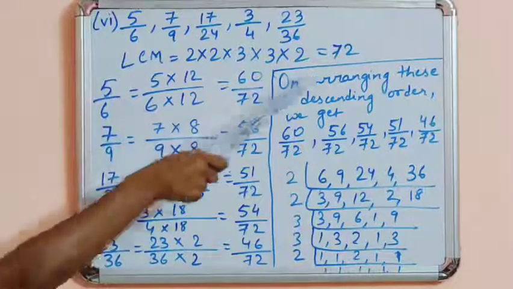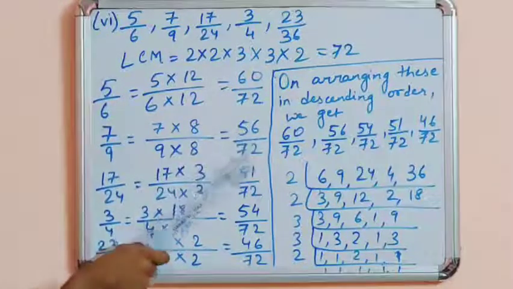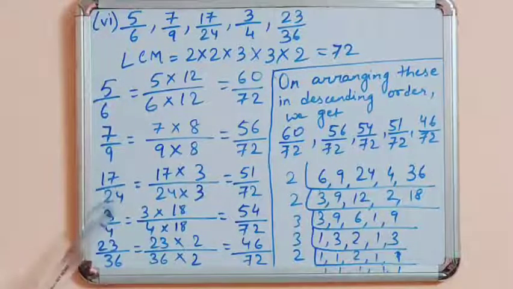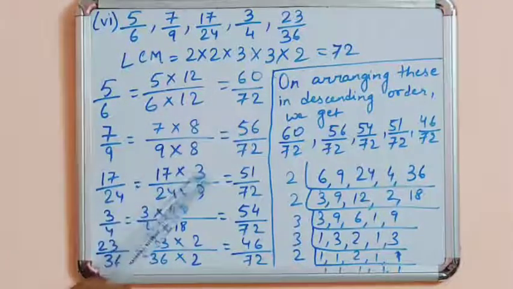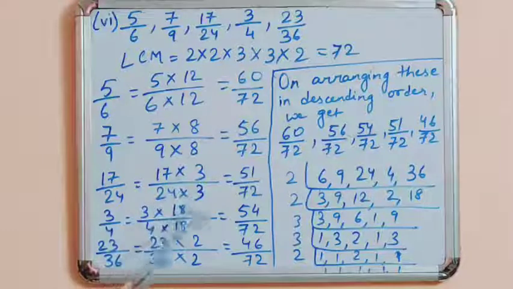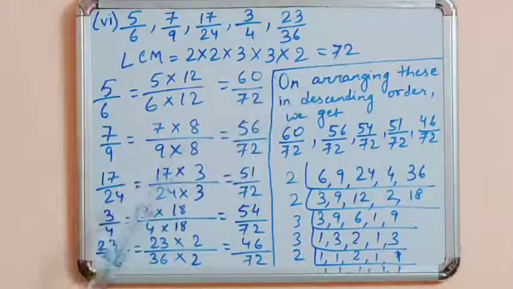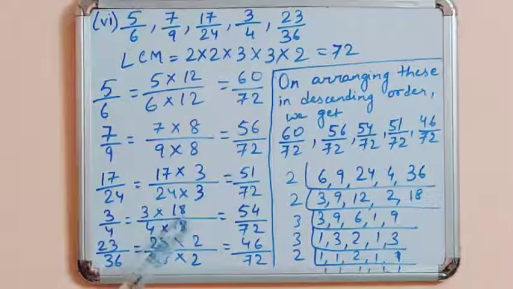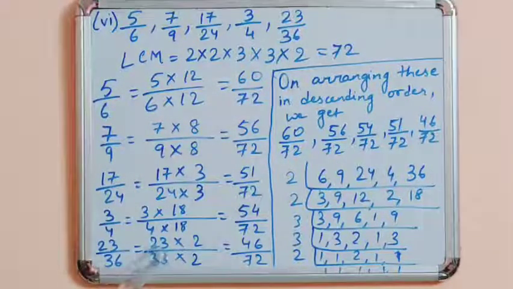7 by 9, 72 by 9 is 8. So 7 into 8 by 9 into 8, we have 56 by 72. 17 by 24, 72 divided by 24 is 3. So 17 into 3 by 24 into 3, we have 51 by 72. 3 by 4, 72 divided by 4 is 18. So 3 into 18 by 4 into 18, we have 54 by 72. And 72 divided by 36, we have 2. So 23 into 2 by 36 into 2, we get 46 by 72.